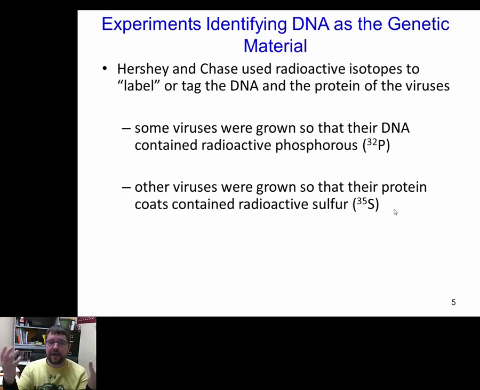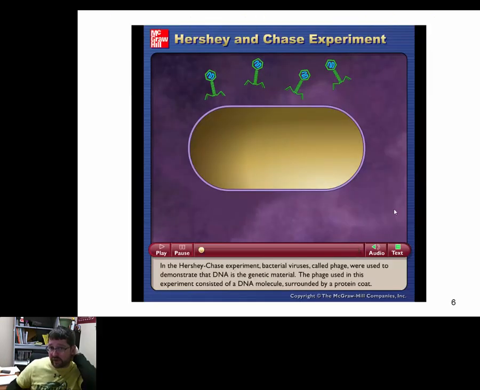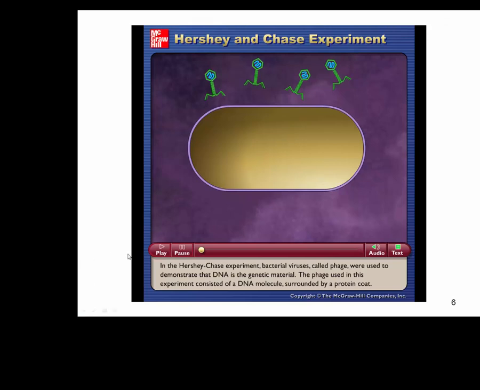By doing that, you now have in solution an idea of, well, is the virus passing on DNA, so it's labeled as a different color, or is the virus passing on protein, which is labeled as another color? And that's exactly what the Hershey-Chase experiment did.